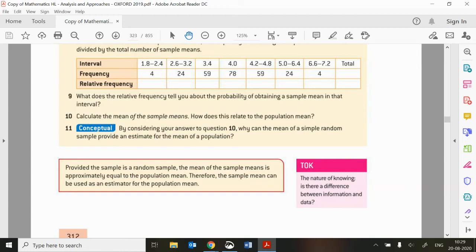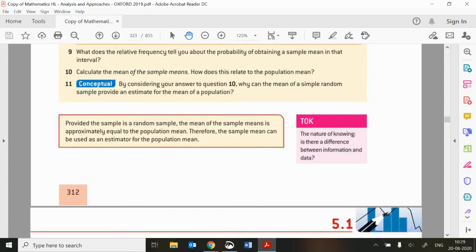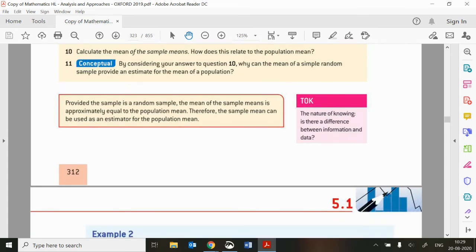Okay, but this investigation led you to the idea that taking the mean of a set of sample means is approximately equal to the population mean. Okay. Now it says, therefore, the sample mean can be used as an estimator for the population mean. Okay, well, it's telling you that there. We'll talk a little bit later about unbiased estimates for means and standard deviations as well.